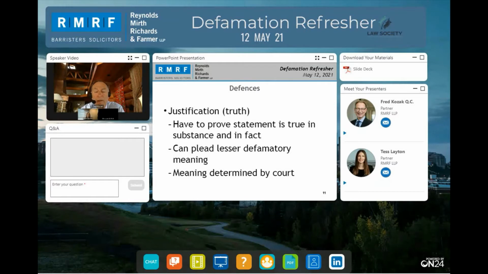Sometimes a defendant will plead a lesser defamatory meaning. So in a story about somebody being charged with a criminal offense, the plaintiff will often take the position that the defamatory meaning is that he committed the offense. And the defendant will plead, no, I didn't say that. I said you were charged with an offense, and I intend to prove that you were charged with the offense. I won't be able to prove that you were convicted of it. So that would be trying to prove a lesser defamatory meaning that the defendant claims was intended.